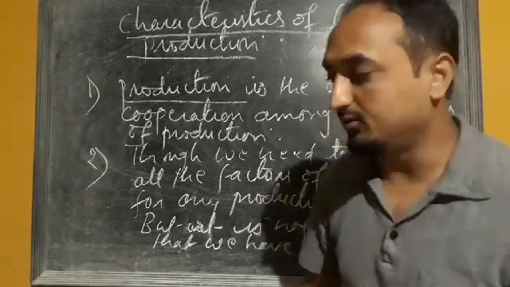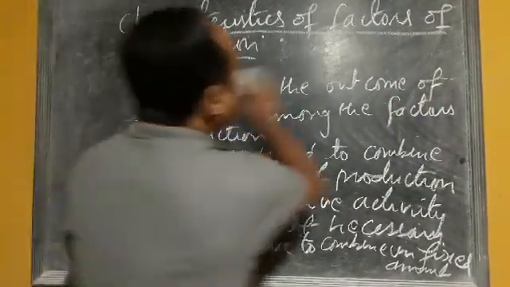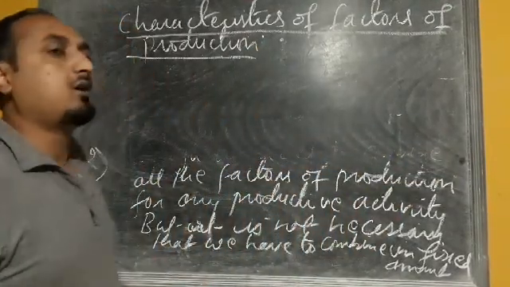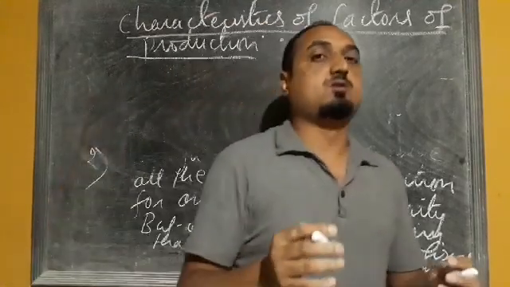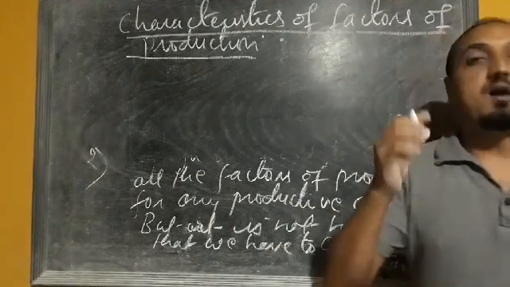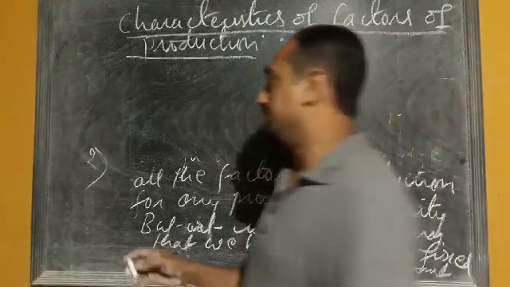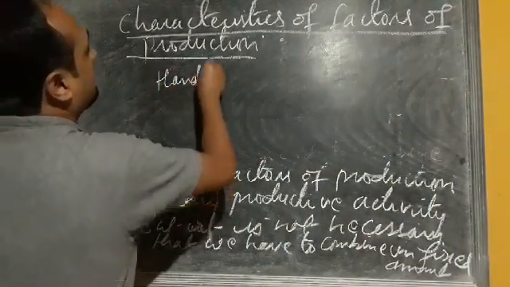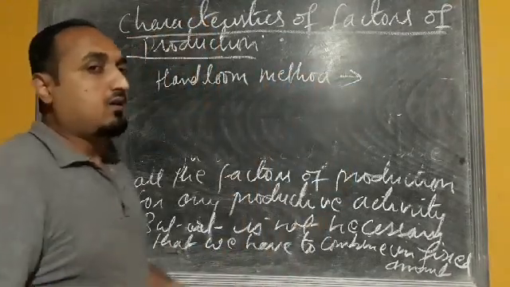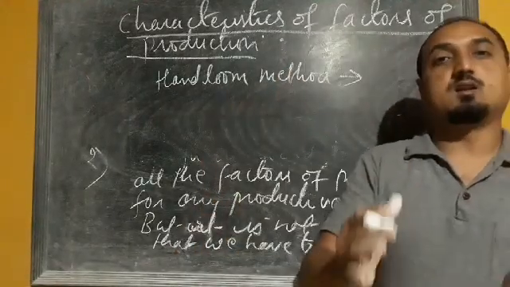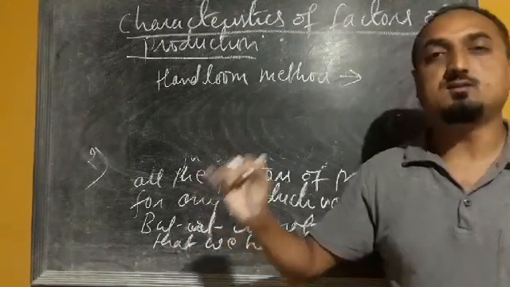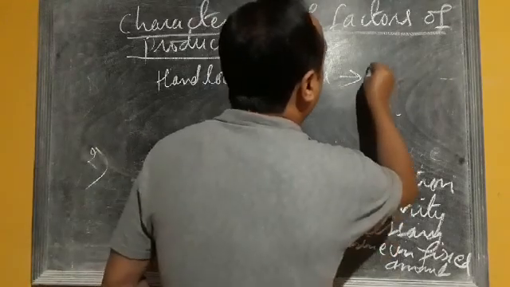I will give you one example related to this combination of different factors of production. Suppose we are talking about the textile industry. In a garment factory, clothes can be produced by two methods. One is called the handloom method and the other is called the powerloom method. In the handloom method, labor will be used in a larger amount and capital or machine equipment will be used in a lesser amount.